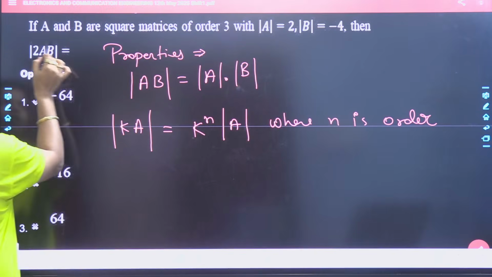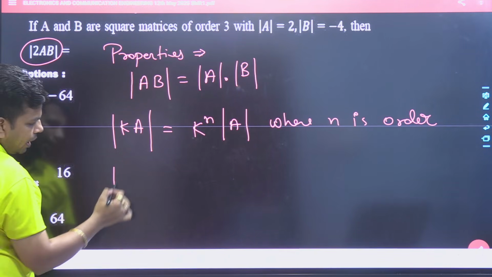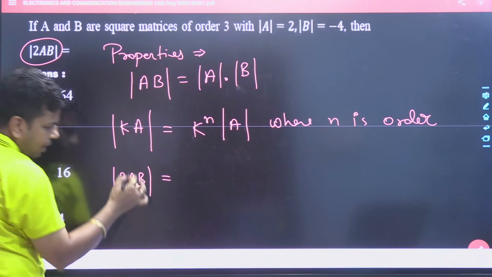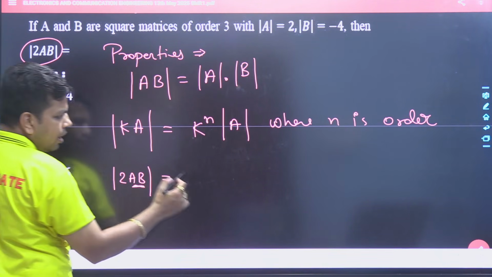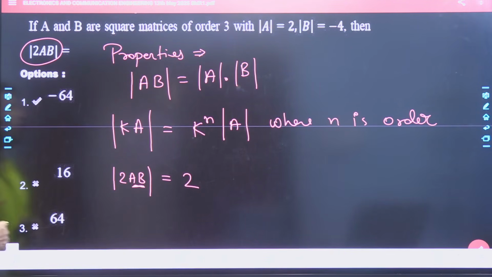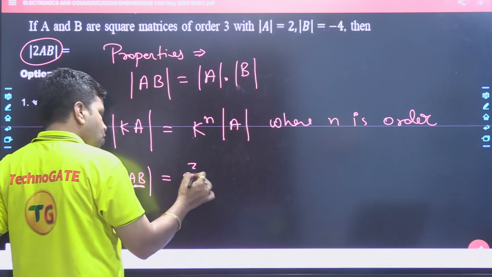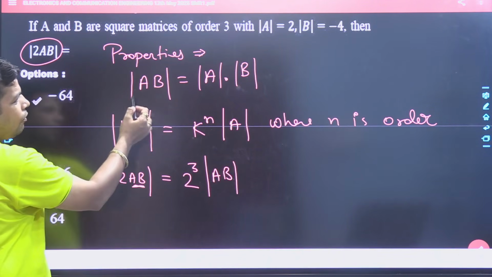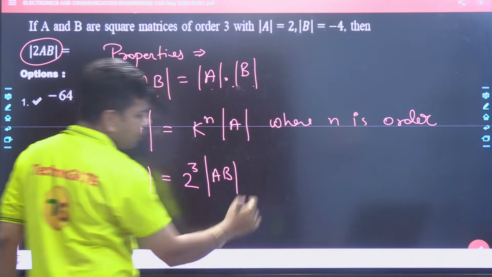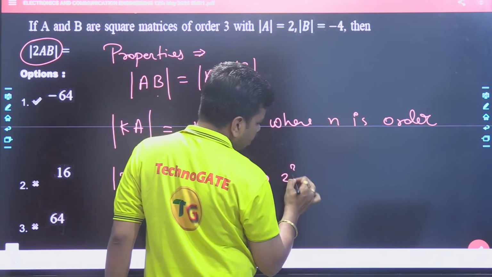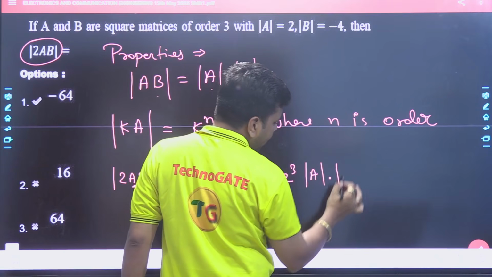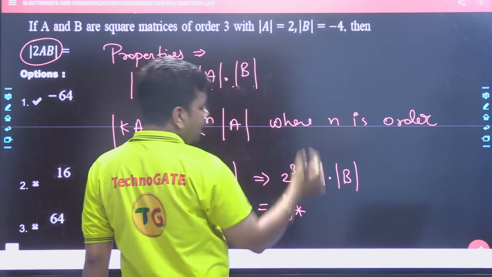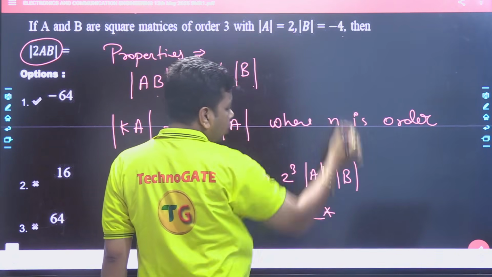Let's see. We need to compute the value of this. So determinant of 2AB. Suppose that is a single matrix. So the determinant is 2 to the power n. What is the order? It's 3. So 2 cube times determinant of AB. Now determinant of AB we can calculate as A into B. So 2 cube times determinant of A times determinant of B. 2 cube becomes 8. Determinant of A is 2 and determinant of B is minus 4.